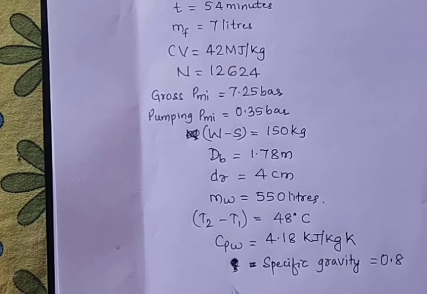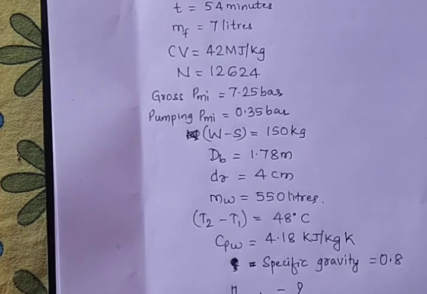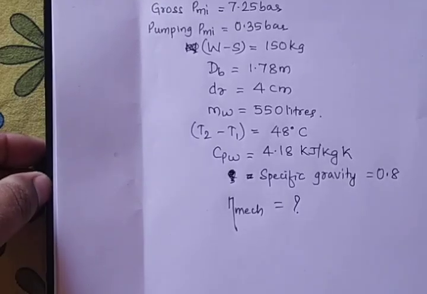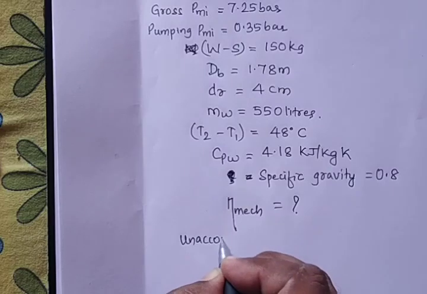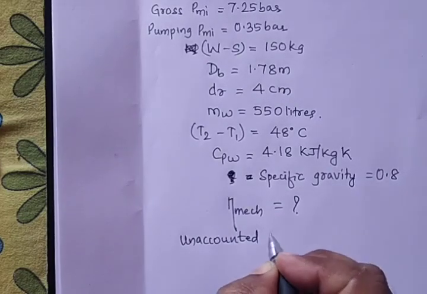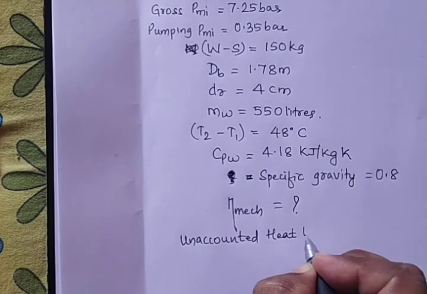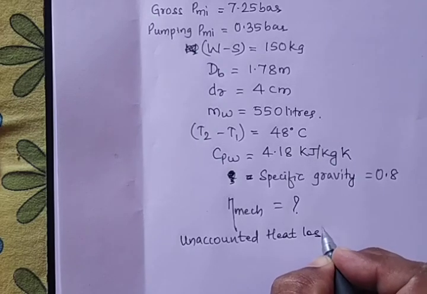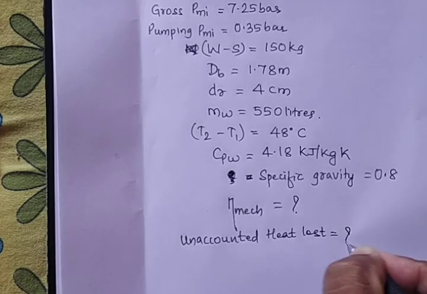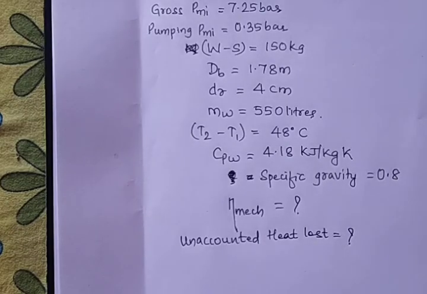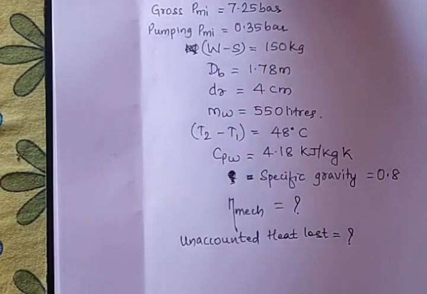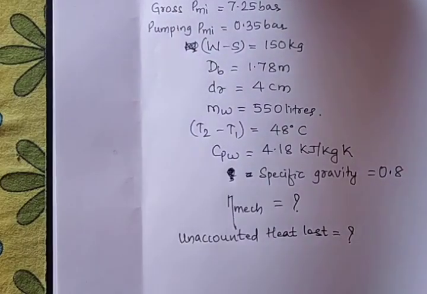So what we need to find out? We need to find out eta mech, that is mechanical efficiency, and we need to find out unaccounted heat loss. So that is the heat lost which is not accounted. So these are the things that we need to find in the problem. So let us start calculating the things from the beginning, from IP onwards.